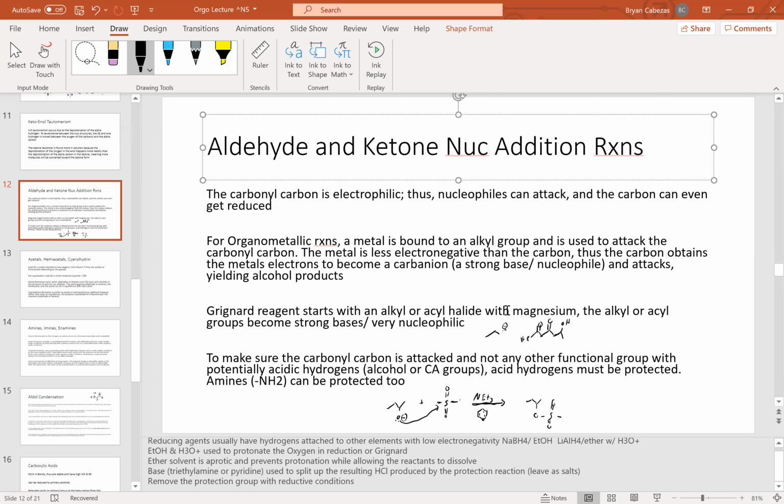Tosylate and mesylate, particularly mesylate, is able to also protect amines if amines are close by, because amines can also have hydrogens that can be removed.